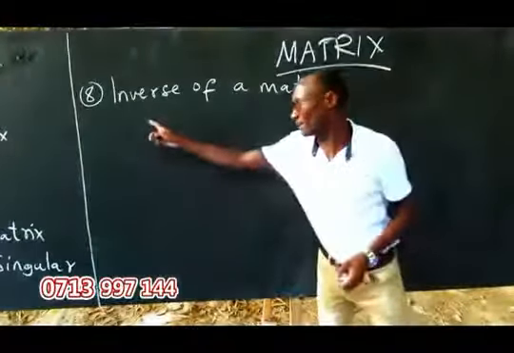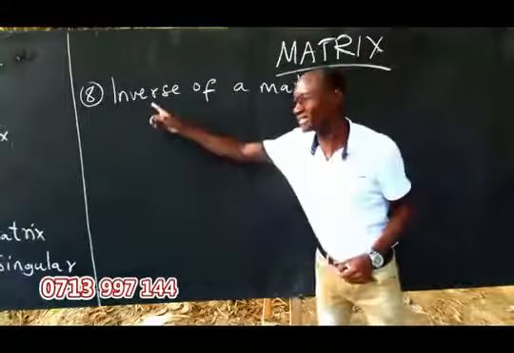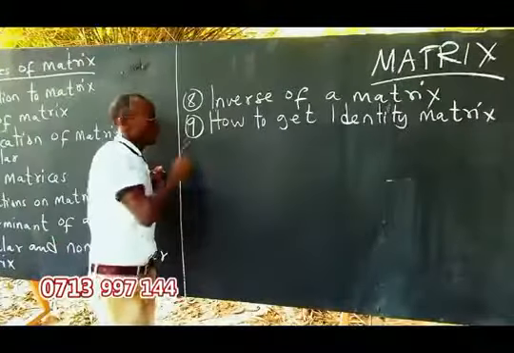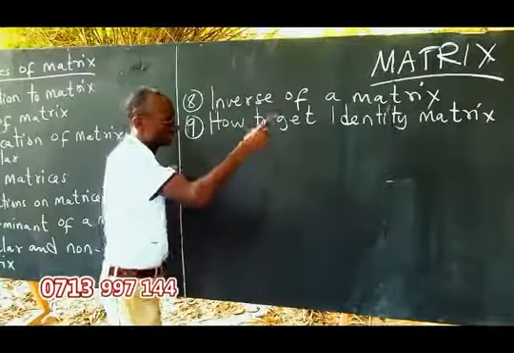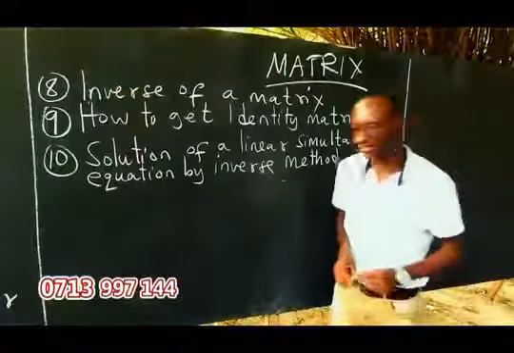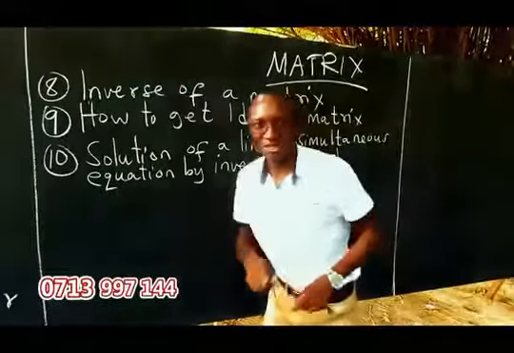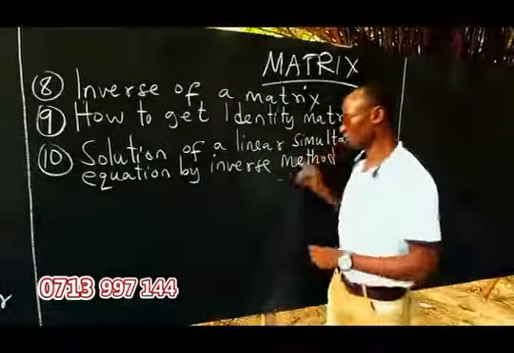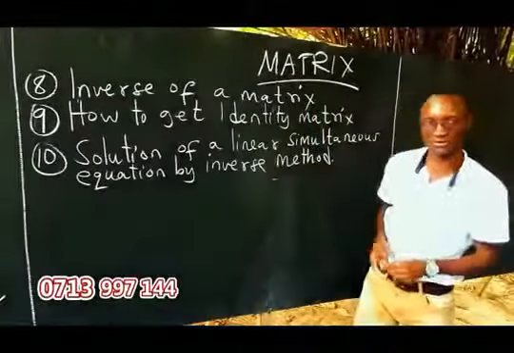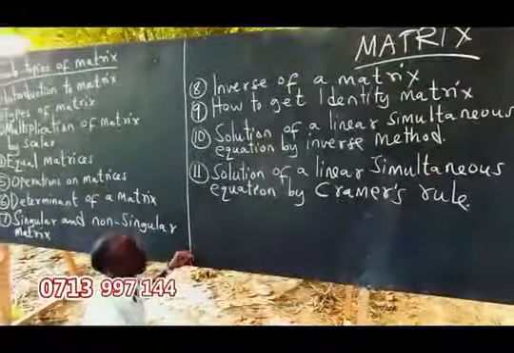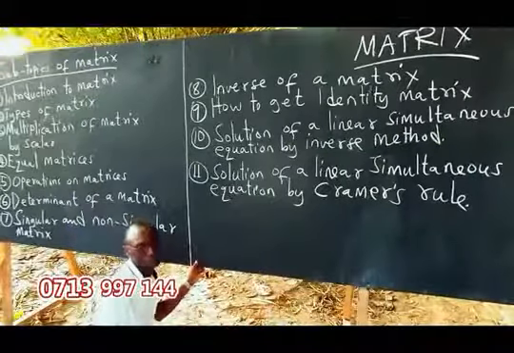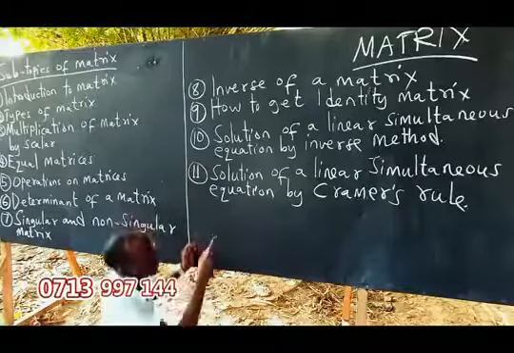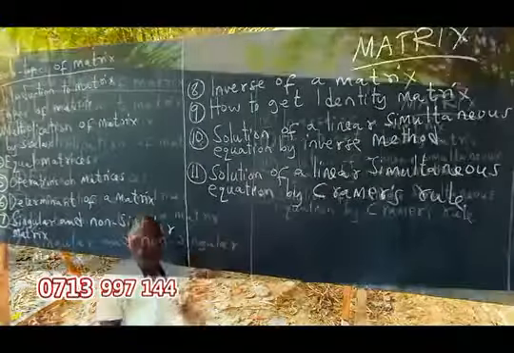Subtopic number 8 is called the inverse of a matrix. Number 9 is called how to get identity matrix. Number 10 is solution of a linear simultaneous equation by inverse method. Number 11 is called the solution of a linear simultaneous equation by Cramer's law.